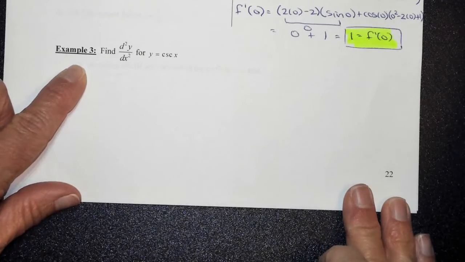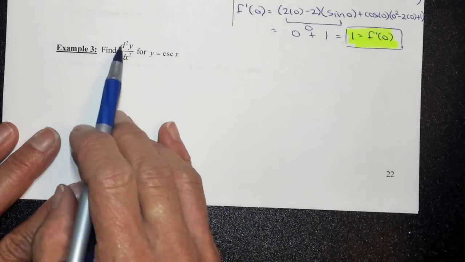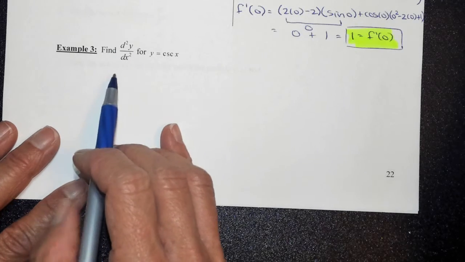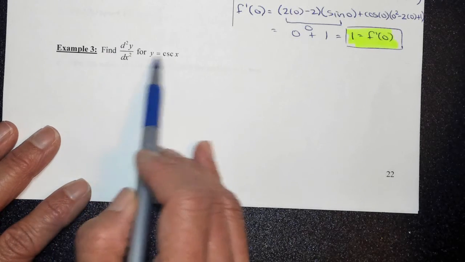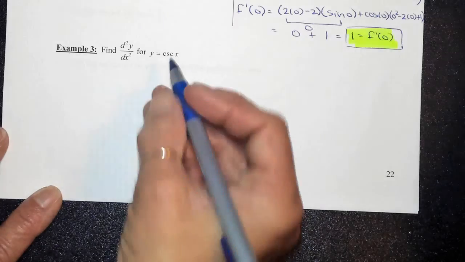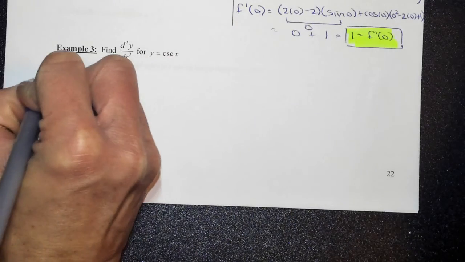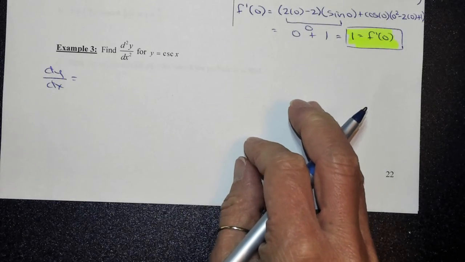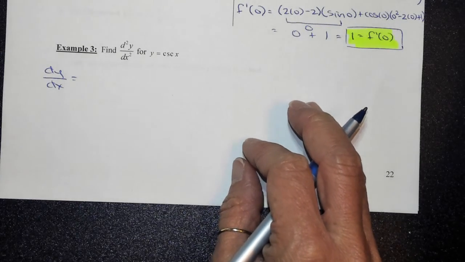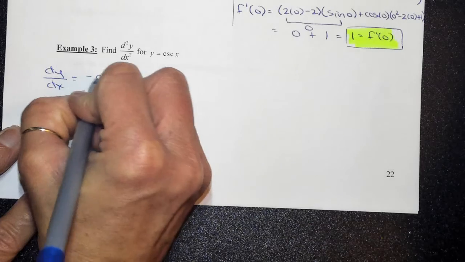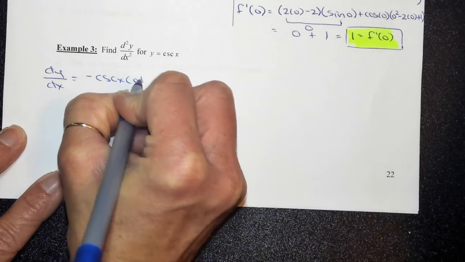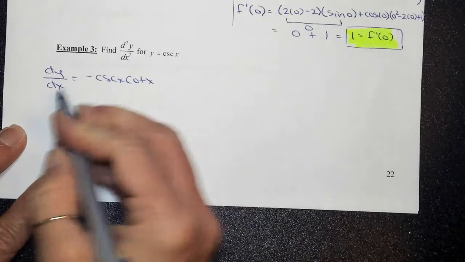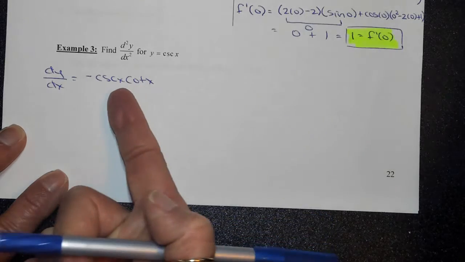Here in example 3, I will show you, this is a higher order derivative. Okay, so we're asking you to take the second derivative of the cosecant of x. So first of all, I have to take the first derivative, which would be dy dx, and the derivative of the cosecant, if you go back to the previous page, is negative cosecant x cotangent x, or you could write it negative cotangent x, it doesn't matter because it's a product.